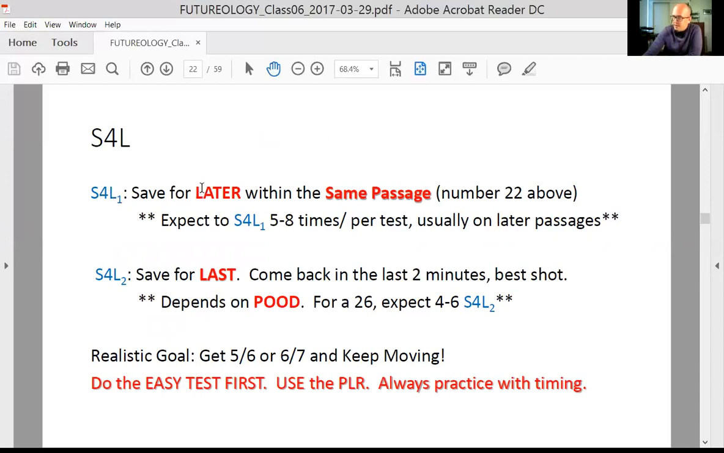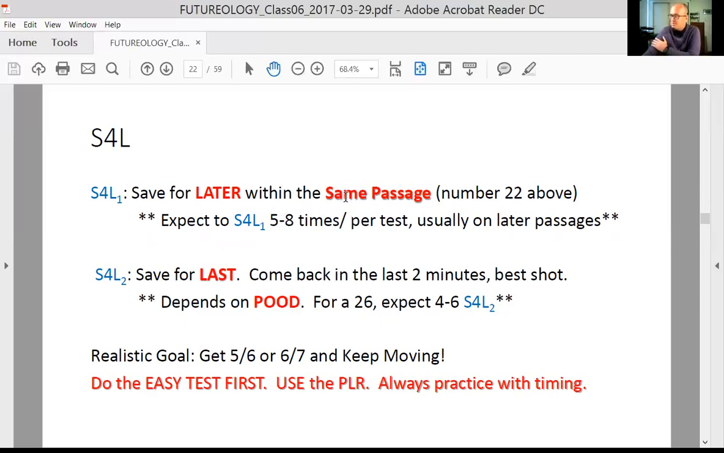S4L1 means save for later, which means you're saving within the same passage, just like number 22 that we were talking about in passage 4 above. When we were looking at number 22 and we got stuck on it, we said, this is really challenging. I feel like I'm in a spin cycle, like I'm in the washing machine. I just can't get out of it. When you get that feeling of anxiety or being stuck inside the question and you notice that it's been over a minute, just save the question for later. You can always come back to that question, especially after you finish the other questions in the passage.